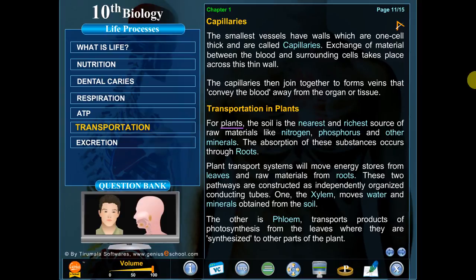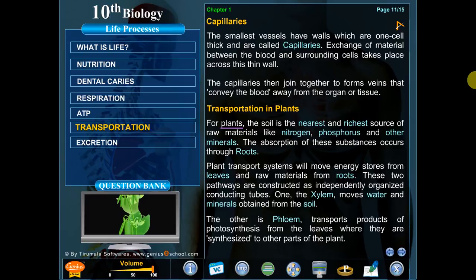Capillaries. The smallest vessels have walls which are 1 cell thick and are called capillaries. Exchange of material between the blood and surrounding cells takes place across this thin wall. The capillaries then join together to form veins that convey the blood away from the organ or tissue.